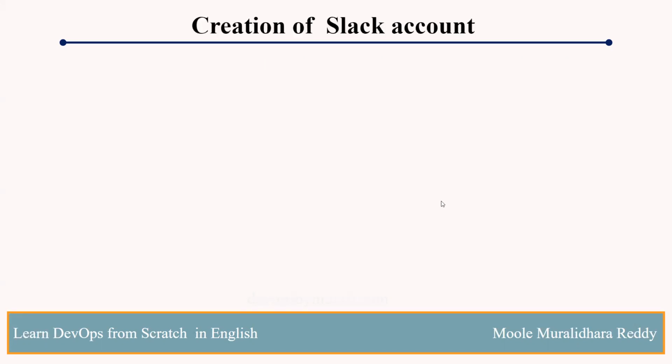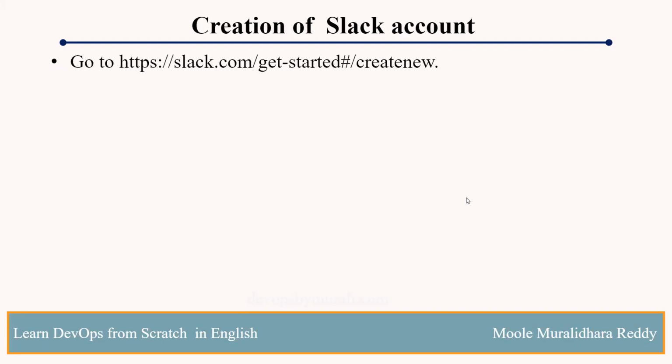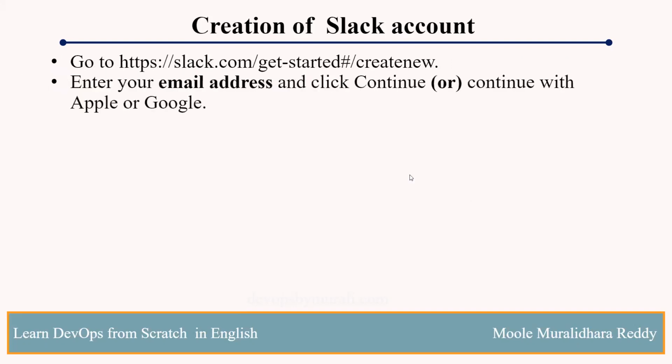If you want to create a Slack account, we require one mail ID. You can use either Apple or Google. You log in with the particular email address, and then you have to confirm that email address. You will receive an OTP, and you have to enter it. Now I'm going to create the account.